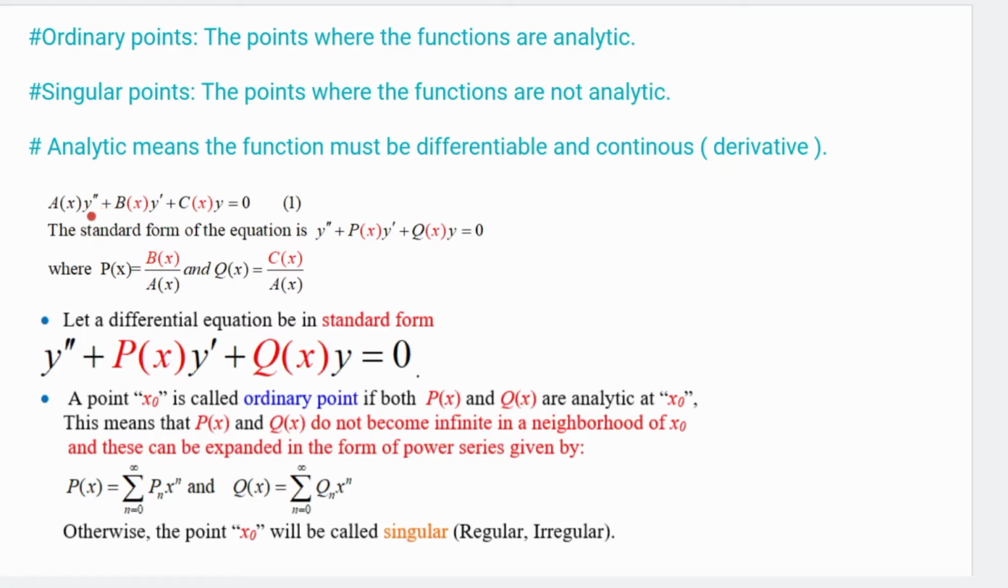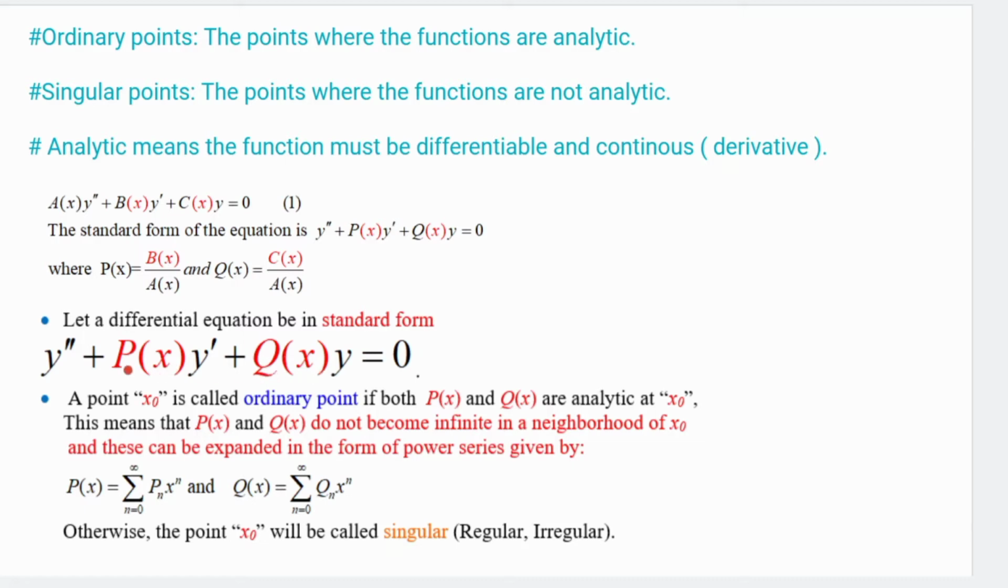So we make it standard form. That means p of x equals b(x) by a(x), and q of x equals c(x) by a(x). So we make it a standard form, that means we make free the coefficient of the highest order derivative. So this is the standard form of a second order linear ordinary differential equation. So we can say that a point x naught is an ordinary point if p of x and q of x are analytic.